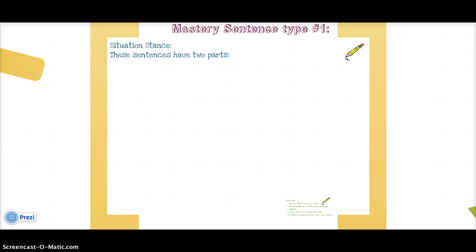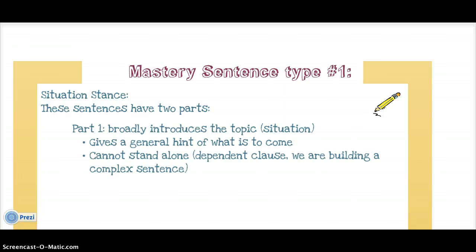All right, mastery sentences, bring on the A. This is a situation stance type of sentence, and it has 2 parts. The first part is just broadly introducing the topic. What is the situation you're talking about? It's going to give a general hint, but without your specific feeling about the topic. It can't be a sentence by itself. It's called a dependent clause, meaning we're building a complex sentence. If we haven't talked about complex sentences, don't worry, we most certainly will.